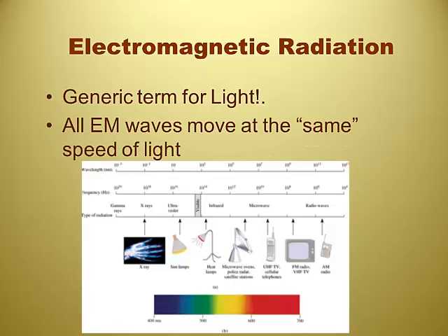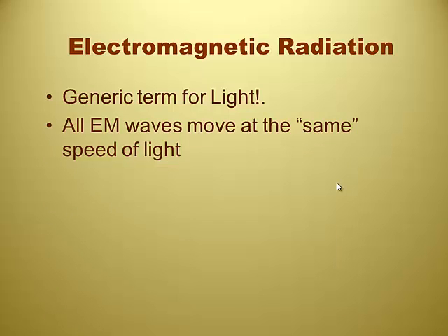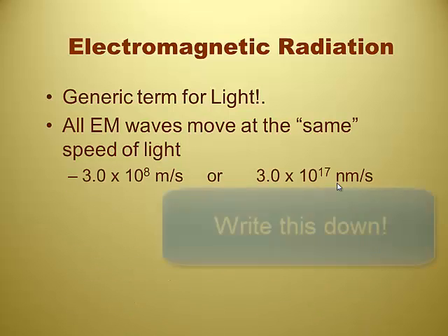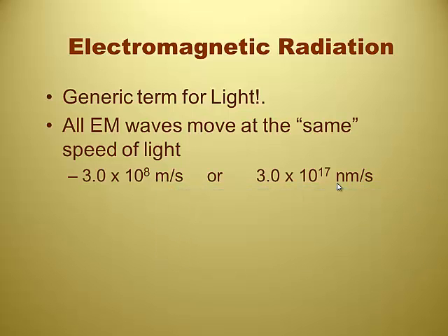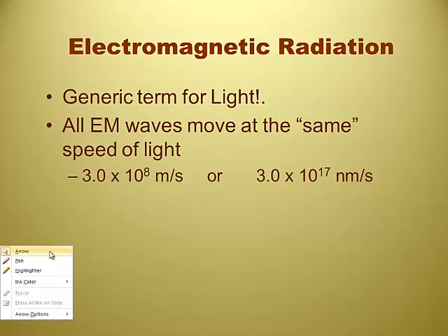All right, so speaking of light. Electromagnetic radiation is a generic term for light, so all light is part of the electromagnetic radiation. Light is anything we see or feel. All electromagnetic waves move at the same speed, which is the speed of light. We need to know this: 3 times 10 to the 8th meters per second. Or in chemistry, we more often use 3 times 10 to the 17th nanometers per second, because we're talking about really small stuff. So that's going to be a constant.